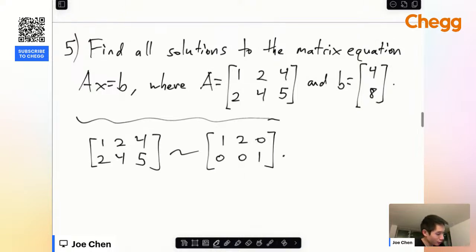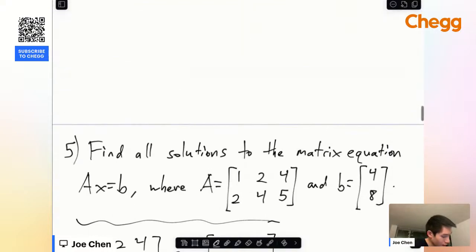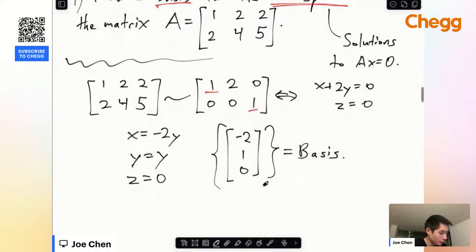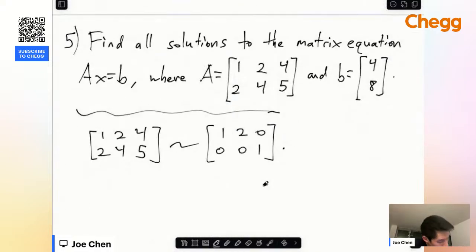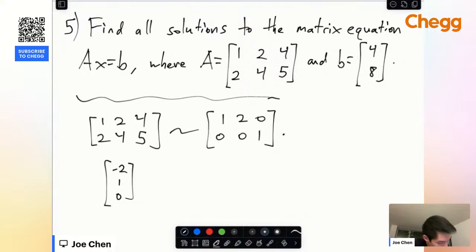And so we have that a basis for the null space for when b is 0 is this vector, minus 2, 1, 0. Minus 2, 1, 0. So that's what we did up there. It turns out the solutions were just a number times this vector, so this solves Ax equals 0.